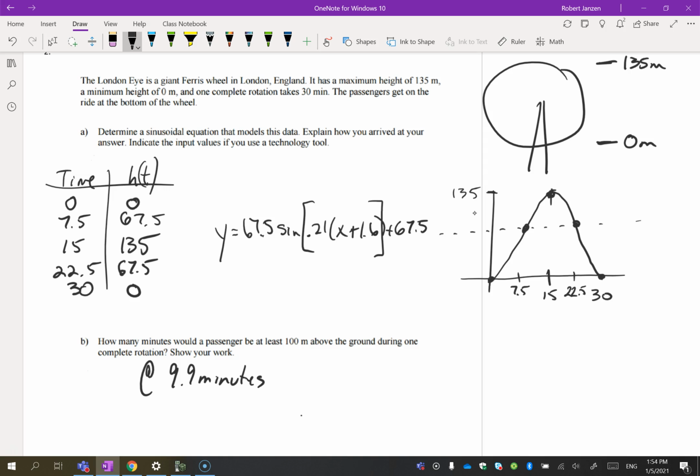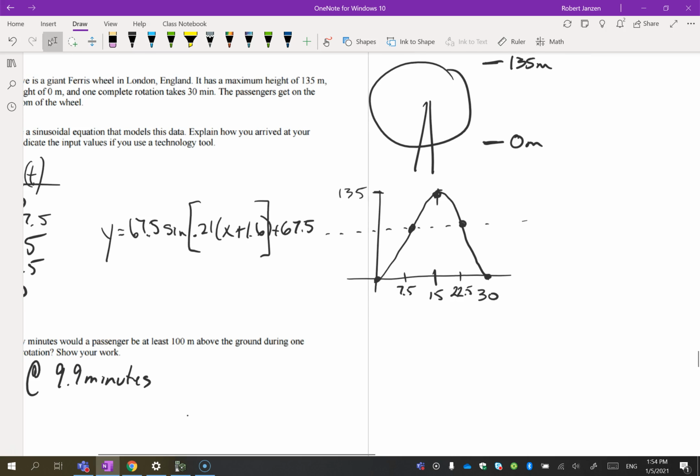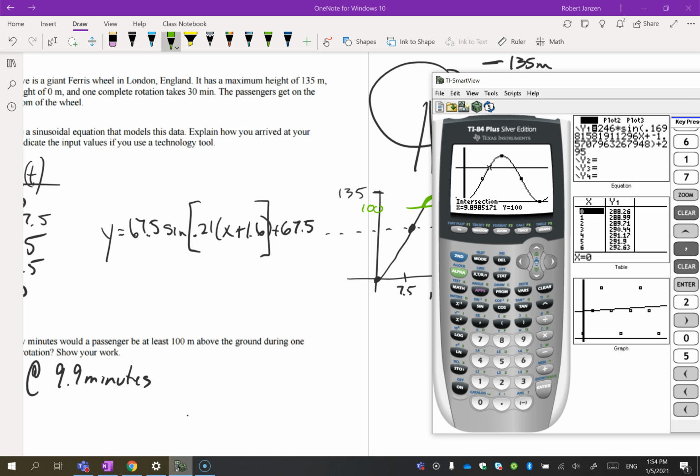Okay. How many minutes would a passenger... Oh, that's not what it asks. It says how many minutes would a passenger be at least 100 meters above the ground. So basically, we're being asked to say, here's 100 meters. How long is this? Okay, well that's not too hard. We now know at 9.9 minutes it's there.